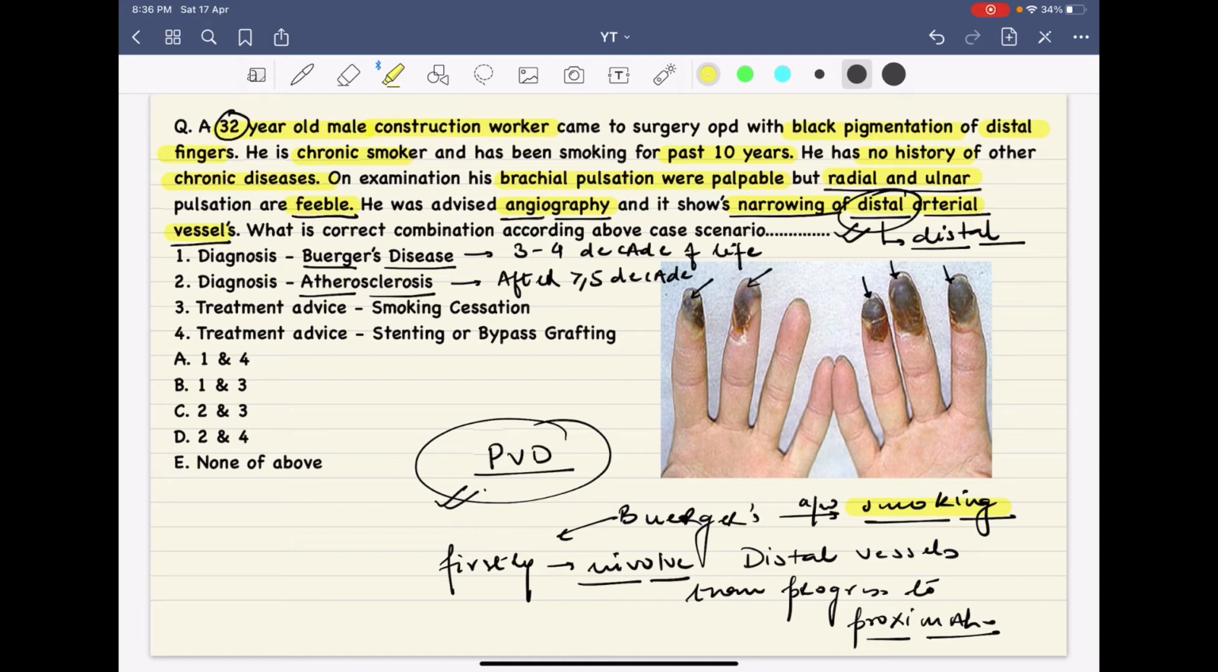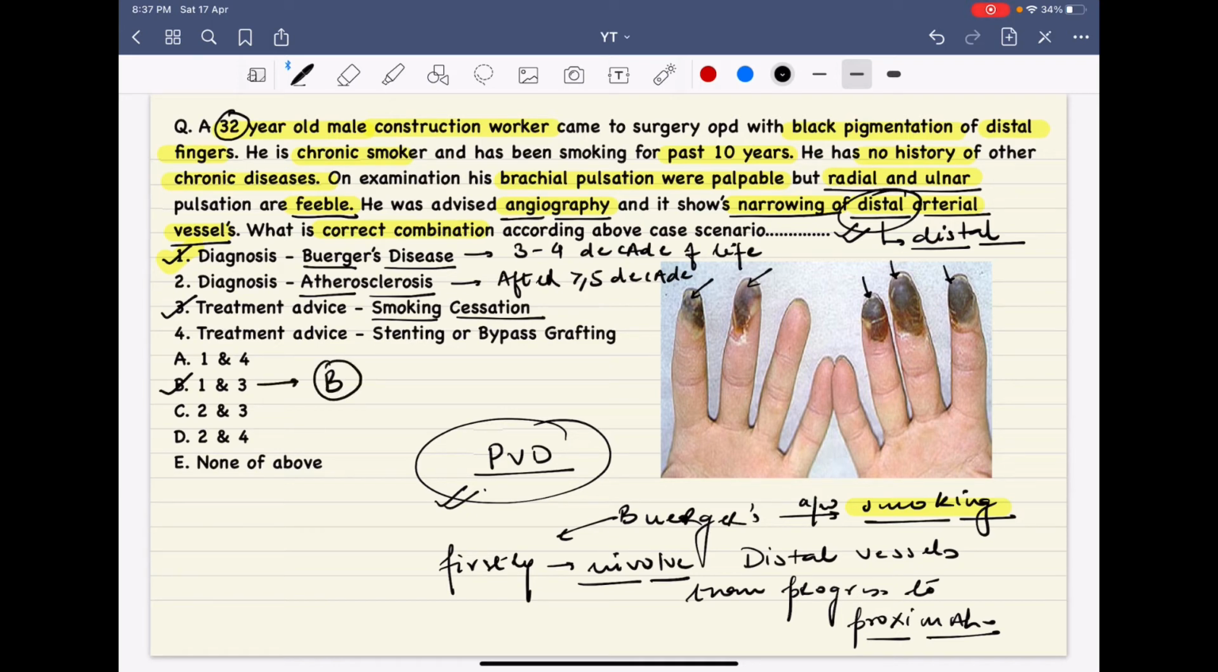So the answer to this question, they are asking for a correct combination. So the correct combination is first Buerger's disease, and the treatment advice you will give to the patient is smoking cessation, because this will help by allowing the disease to not progress further. It will try to stop the disease here itself. So the answer to this question is 1 and 3. Option B is the correct answer to this question.